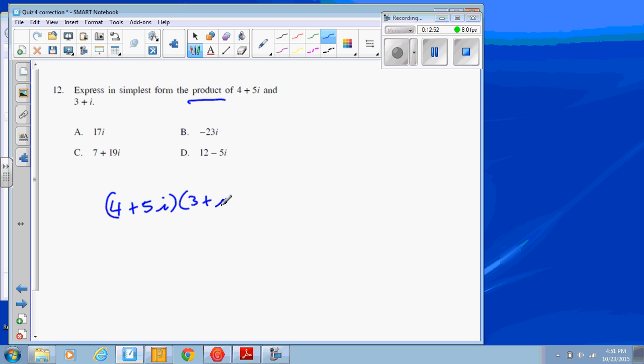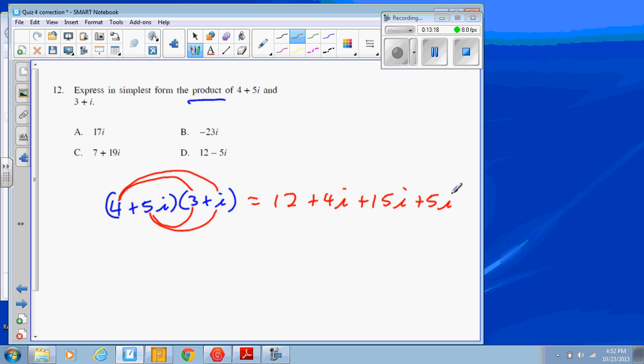4 plus 5I and 3 plus I. So to do this, we're going to do FOIL, just like we always did. 4 times 3, that's 12. 4 times I is plus 4I. 5I times 3 is plus 15I. 5I times I is plus 5I squared. So basically, I'm going to simplify this. 12, these two combine together to be plus 19I. And now I squared is negative 1. So this is 5 times negative 1, which is minus 5.